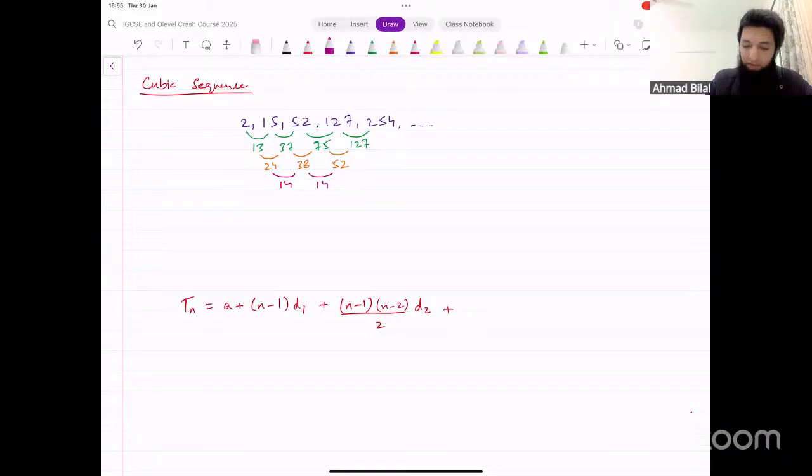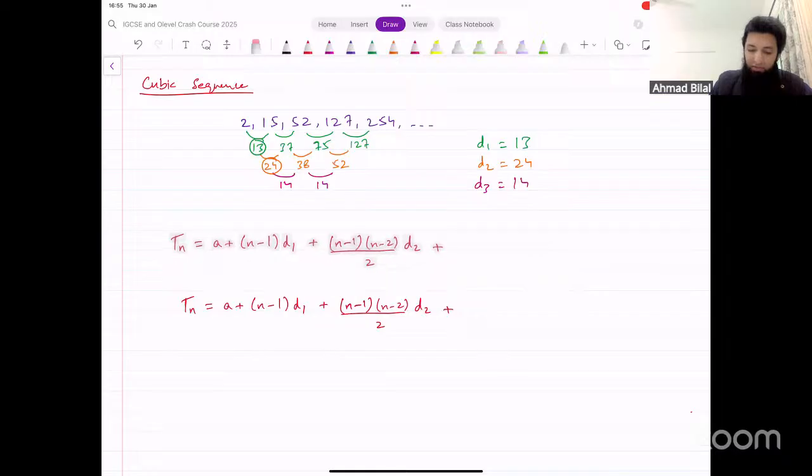Now, what are the values of D1, D2, and D3 in this? D1 is going to be this first value. That's 13 in this case. D2 is going to be the first value here, which is 24 in this case. And D3 is that common difference that we're getting the third time, the third difference, that is 14.